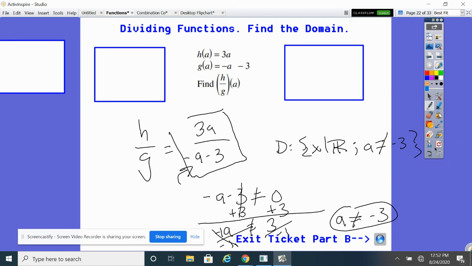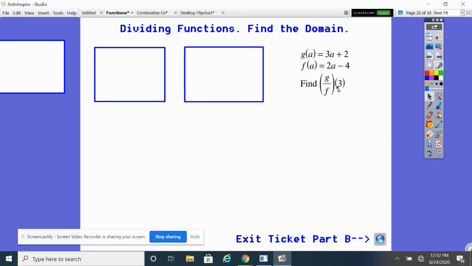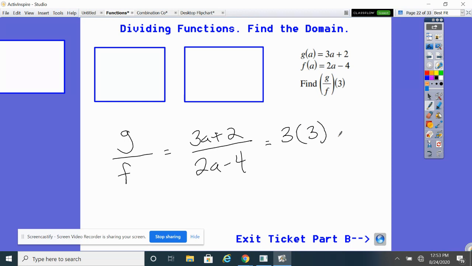All right, last but not least, we'll make it a little simpler. G over F of 3, so now we don't even have to find the domain. We just have to put G where it goes, F where it goes. G is 3a plus 2 over, what was F? 2a minus 4. Now the reason we don't have to do domain is because now they want us to plug in 3. So now we're going to put 3 everywhere we see an a. Over 2 times 3 minus 4.